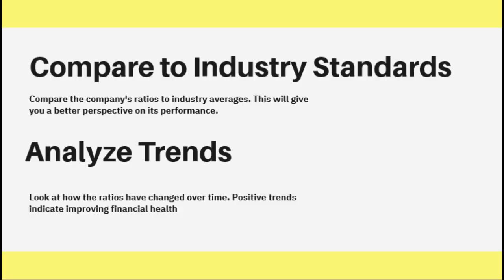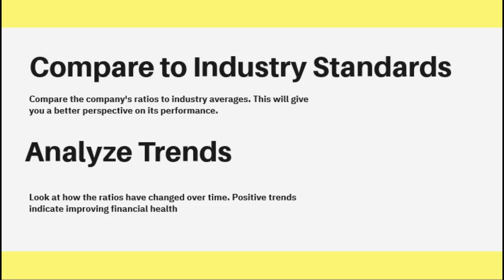So the last step is to compare to industry standards. Compare the company's ratios to the industry average. This will give you a better perspective on its performance. So if your ratio is better than the standard, it means the company's financial performance is good.